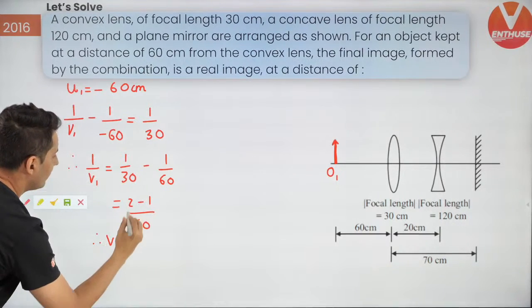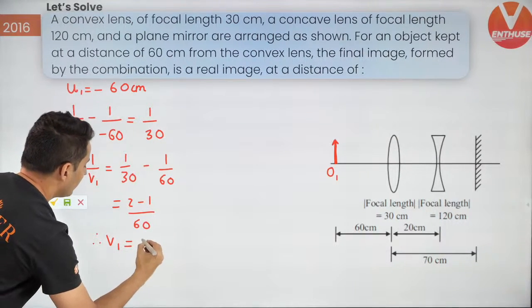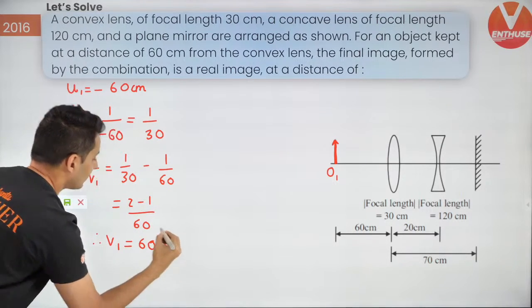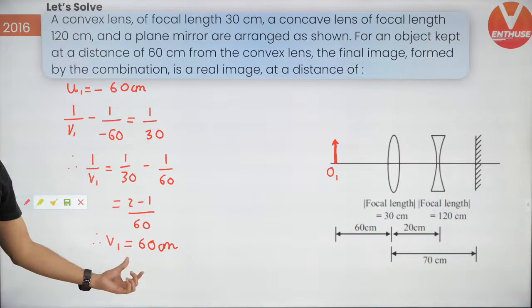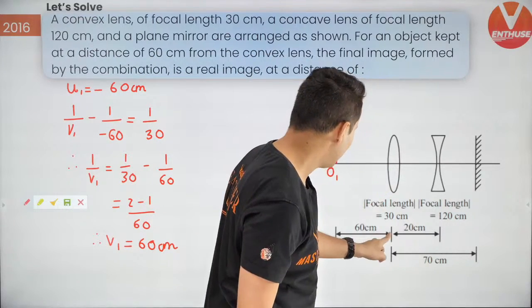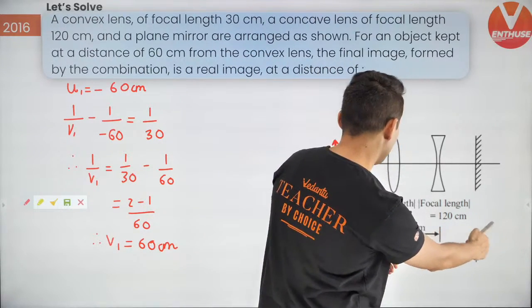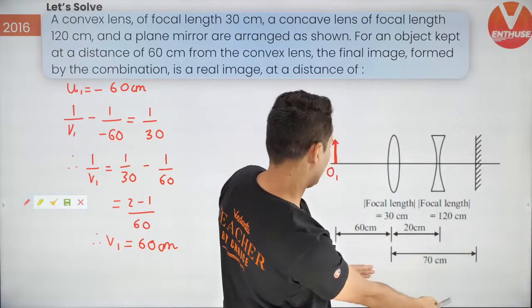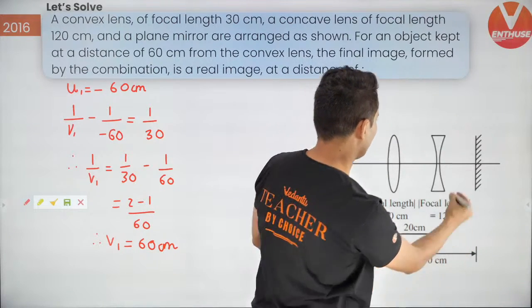Therefore V1 will become 2 minus 1, which is 1. V1 will become 60 centimeters. I hope this is clear. So where is 60 centimeters? Well, this is 20, so 60 will be somewhere over here.